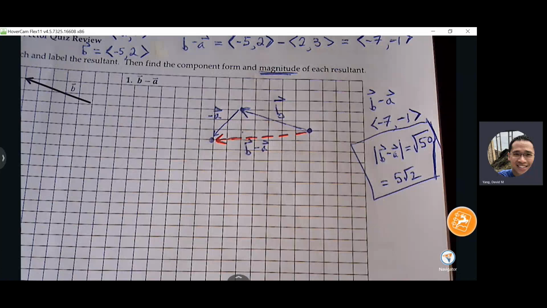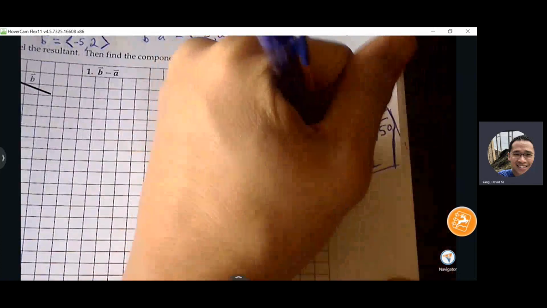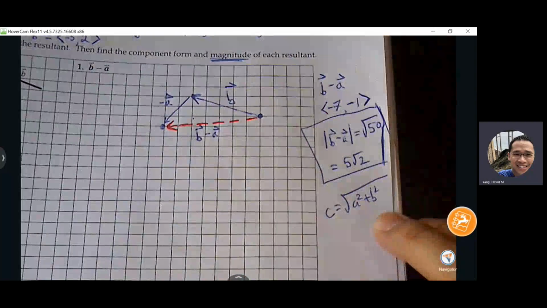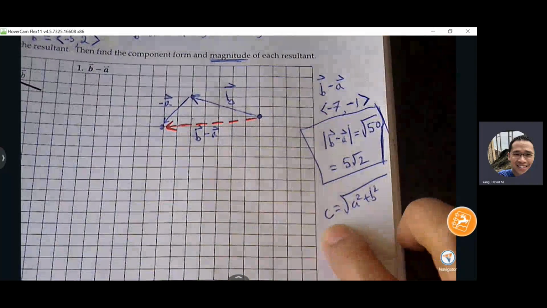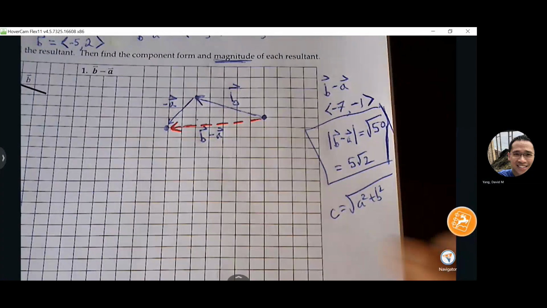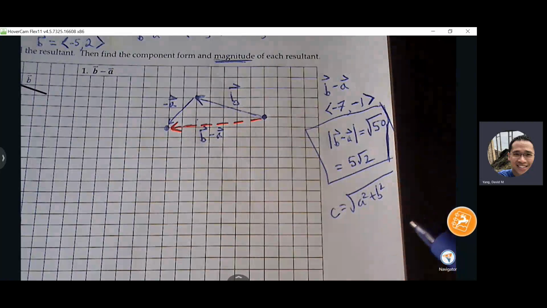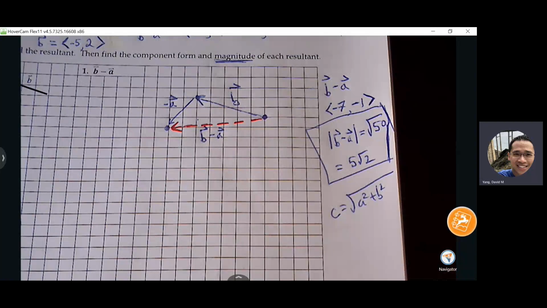You get the magnitude again? Magnitude is the square root of a squared plus b squared. Imagine finding the hypotenuse of a right triangle. And I like to always leave the negative out of it because I know that a squared plus b squared is going to always get me positive numbers. So I just do 7 squared plus 1 squared.